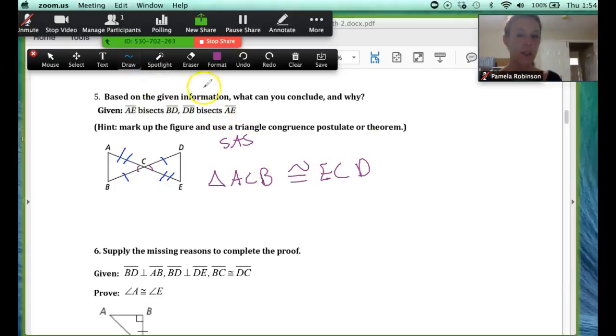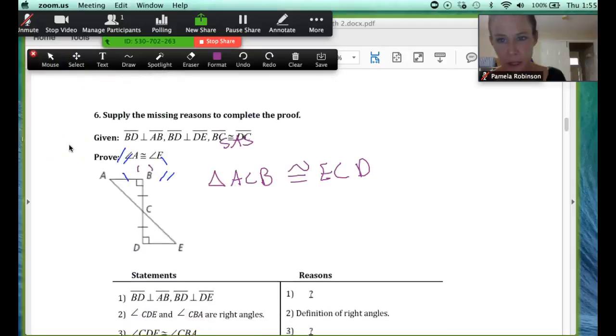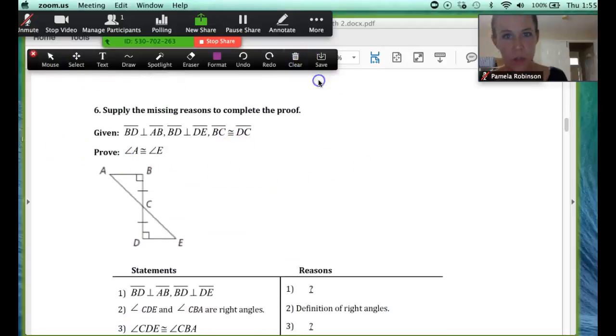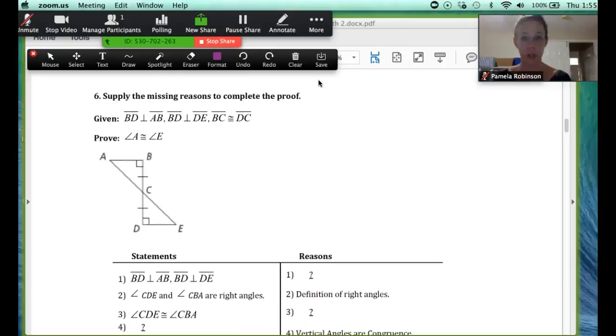So it says based on the given information, what can you conclude and why? I can conclude those are congruent by side, angle, side because the vertical angles are congruent. Okay, on to the next one. I'm having a hard time talking today. I'm trying to go through this quickly, and you guys can pause it if you need to go slower.